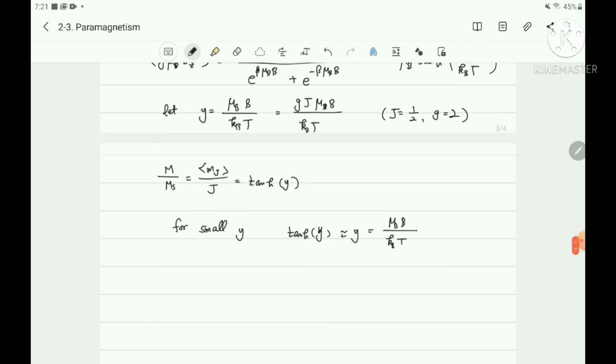Therefore, from this magnetization, the magnetic susceptibility, mu0 M over B, is mu0 mu B squared over kBT. It also follows a 1 over T dependence. It is also consistent with the semi-classical treatment. It is also the Curie law.